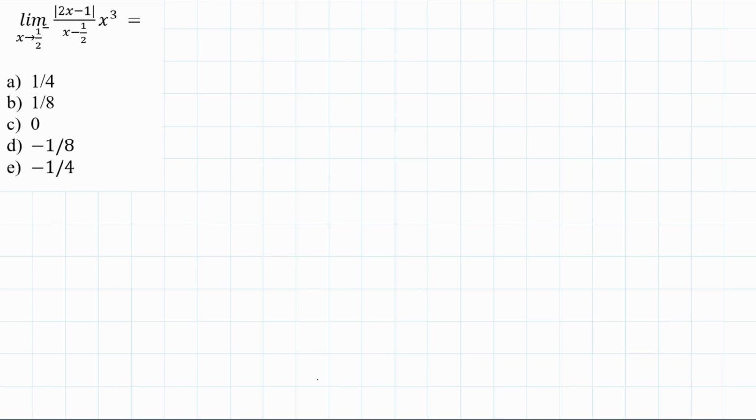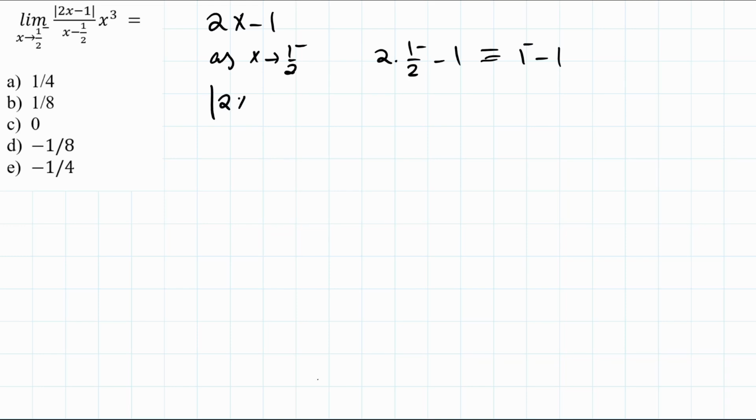To evaluate this limit, we first look at the absolute value of 2x minus 1 and realize that whatever is inside the absolute value, I mean the quantity 2x minus 1, is negative. As x goes to 1 half from the left, this quantity is going to be like 2 times 1 half from the left minus 1, and that is the same as 1 from the left minus 1, so it will become very close to 0 but from the left, so that quantity is negative, and I can write it as, of course, the absolute value of 2x minus 1.